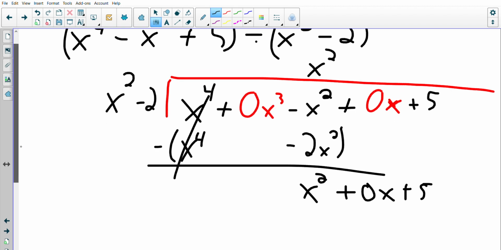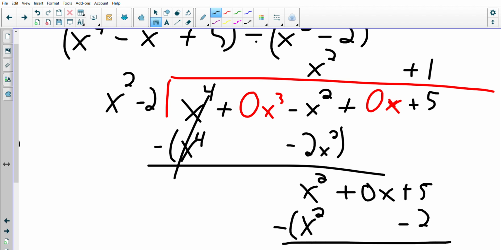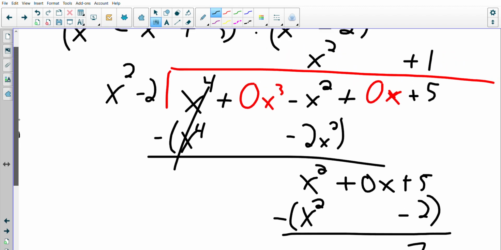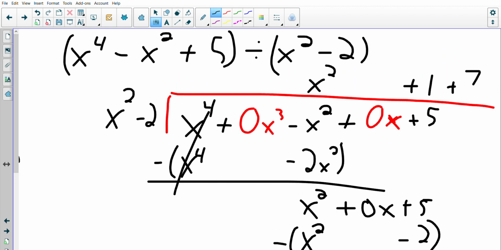But sometimes it doesn't always work out like that. So we get plus 1. So distribute, we get x squared. And then again, no zeros. So like I said, the x cubes and the 0x's don't affect us in this problem. Subtract. So we get just a positive 7 as our remainder. So we have plus 7 over x squared minus 2.